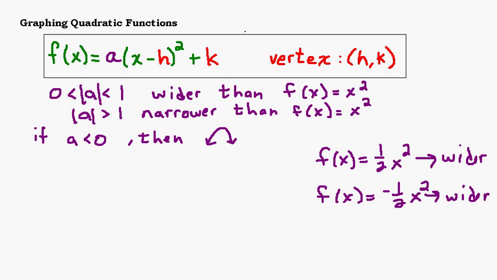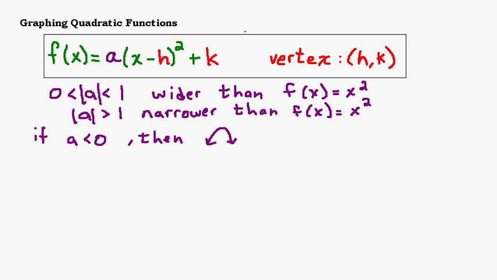Okay, so those are some important facts for looking at a parabola and being able to understand what's going on. Let's try to put all this together and answer some questions about a parabola. So let's say I have the parabola f of x equals 2 times (x minus 3) squared plus 5.